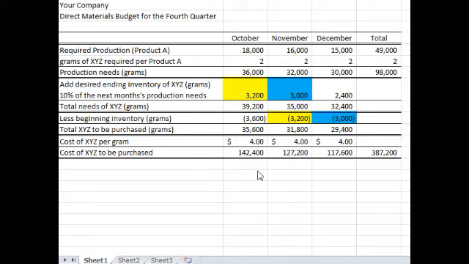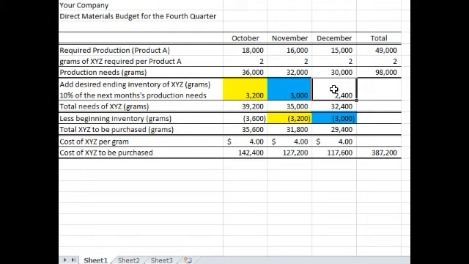Of course, you may not pay the entire amount in cash. Some of it will be accounts payable, and some of it will be paid in cash. It really depends on what kind of terms you have. So we do the same thing for the following months. Again, you can see that the additional inventory we want to maintain is 10% of the next month's production needs. Here, in December, the additional material we would like to maintain is 10% of the next month's needs. This 2,400 is coming from the information that was given to us for January.